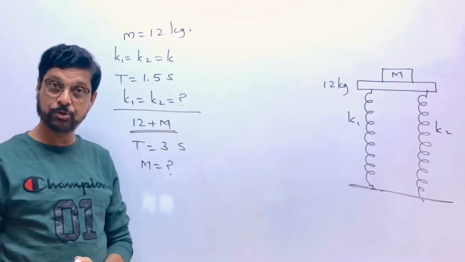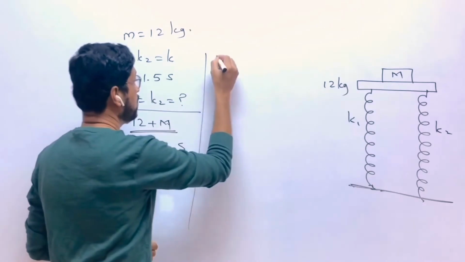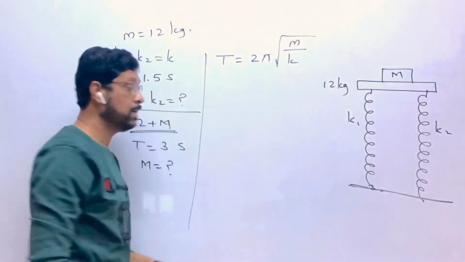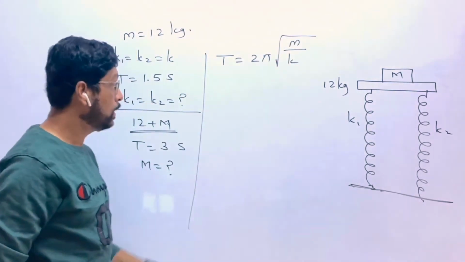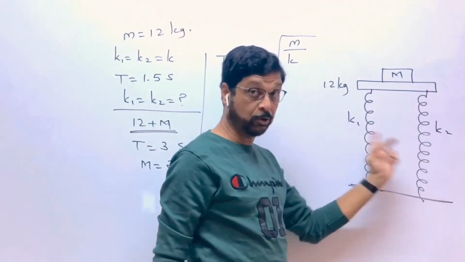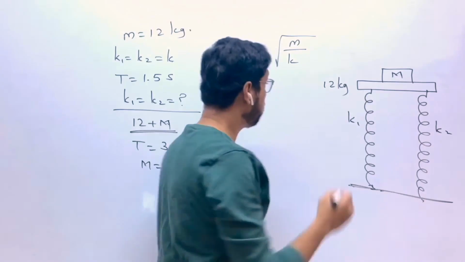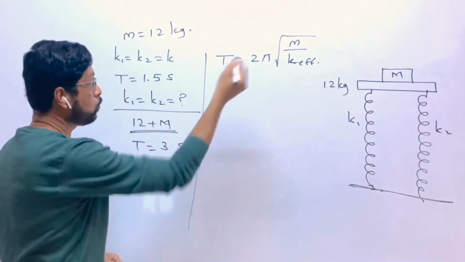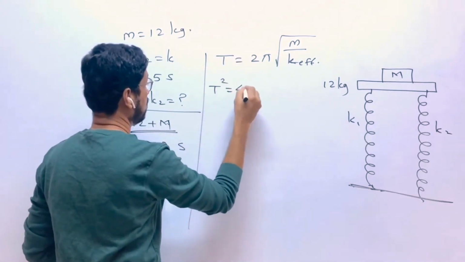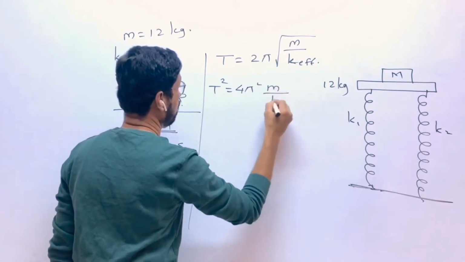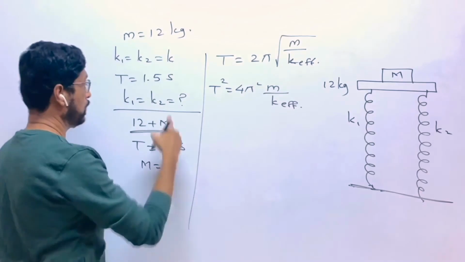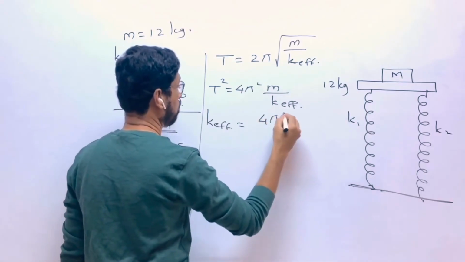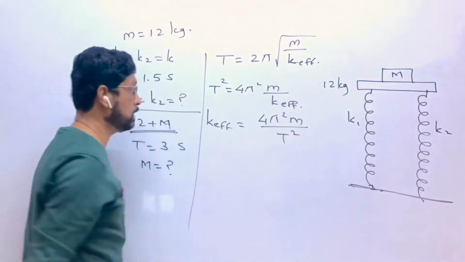Which relation comes to your mind? The period of SHM T is equal to 2 pi under root M by K, whereas K will be the effective force constant of the two springs, because there are two springs and they are in parallel. So K means K effective, right? Square both sides. T square is 4 pi square M by K effective. We have to find that K. So K effective will be equal to 4 pi square M upon T square.